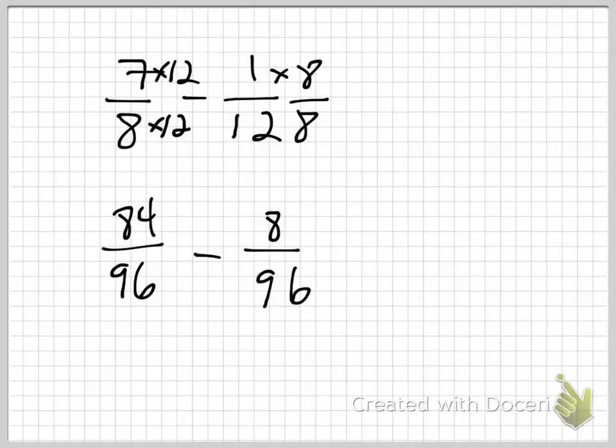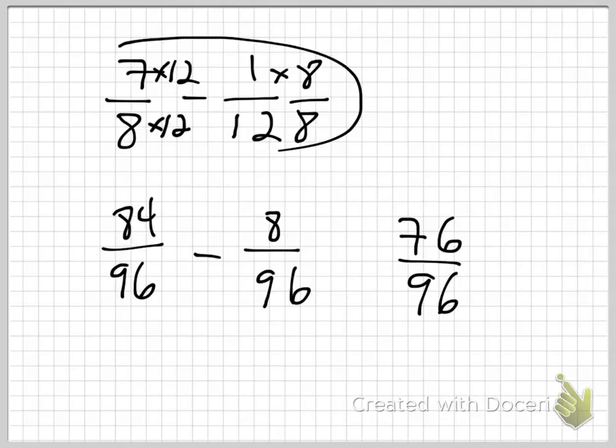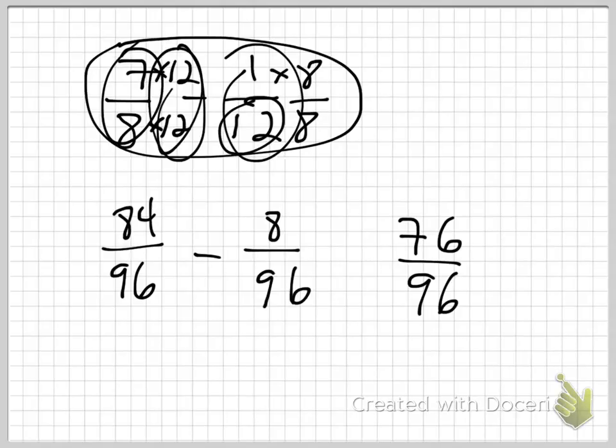Here's the deal. At this point, can I subtract them? Yes. Why can I subtract them? Because they have a common denominator. 84/96 minus 8/96 ends up being 76/96. Am I done? No. Here's the reason why. I took the shortcut and just grabbed the denominator here and multiplied it here, and grabbed this denominator and multiplied it here. You see what I'm talking about?